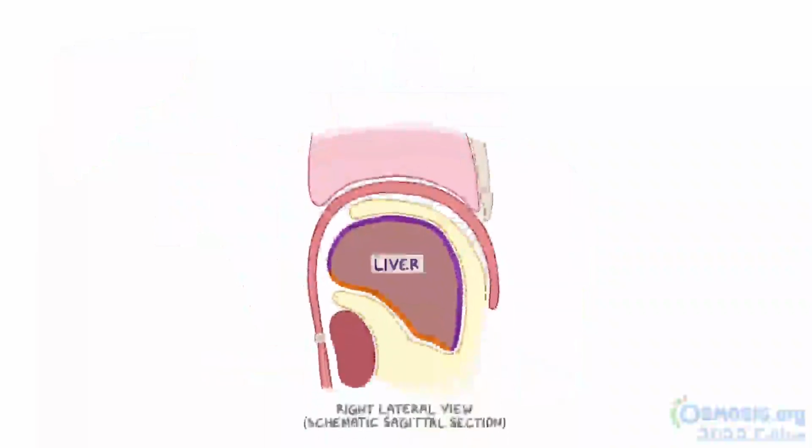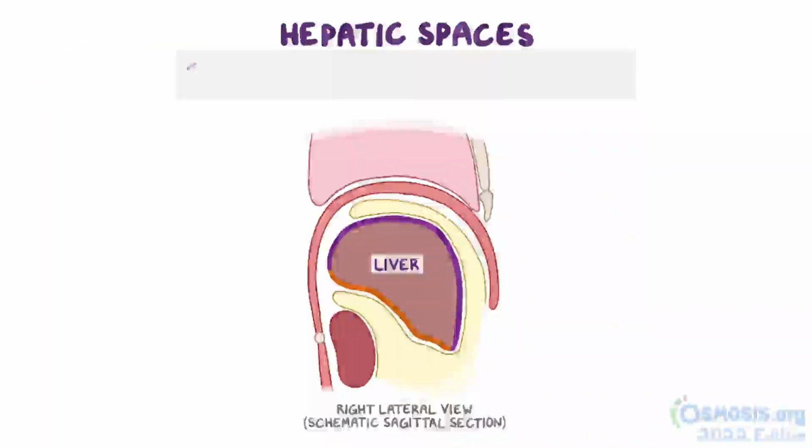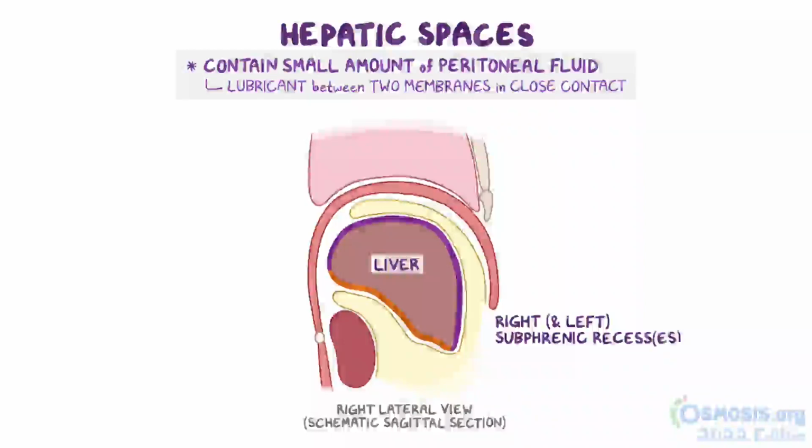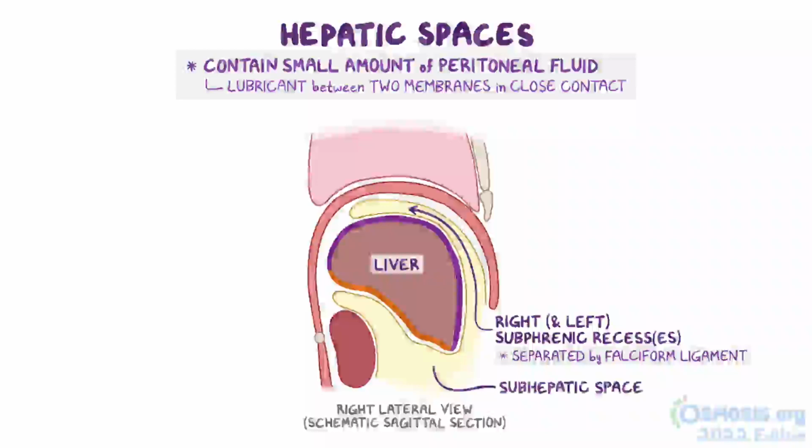Now, the liver is surrounded by potential spaces, which are referred to as hepatic spaces. These spaces usually only contain a small amount of peritoneal fluid, which serves as a lubricant between two membranes in close contact. The hepatic spaces include the right and left subphrenic recesses, which are extensions of the peritoneal cavity located on the anterosuperior aspect of the liver, and are separated by the falciform ligament. Next is the subhepatic space, which is located between the liver and the transverse colon. This space connects with the hepatorenal recess, which extends posterosuperiorly from the subhepatic space between the liver and the right kidney.